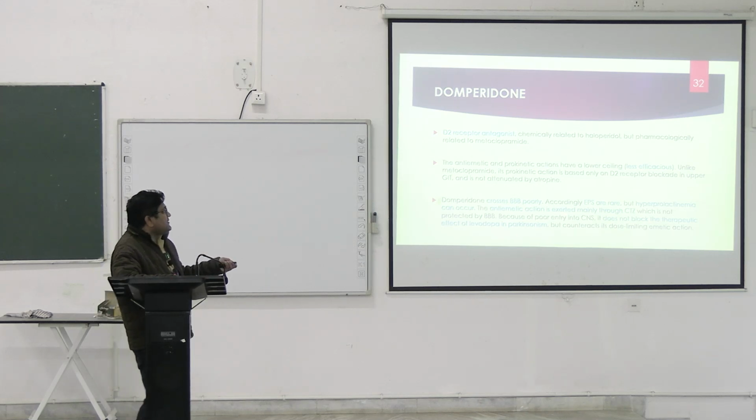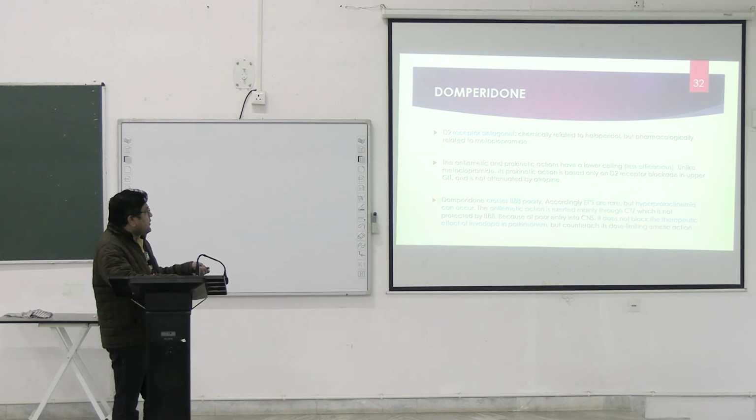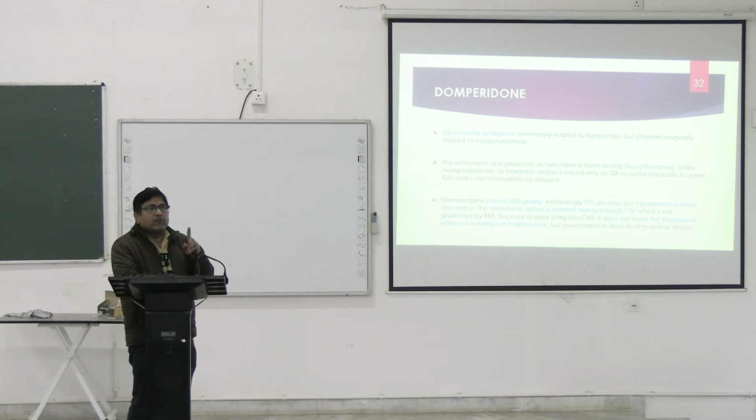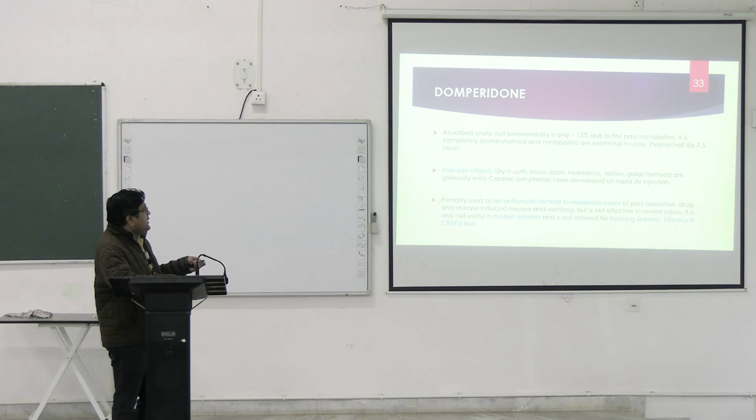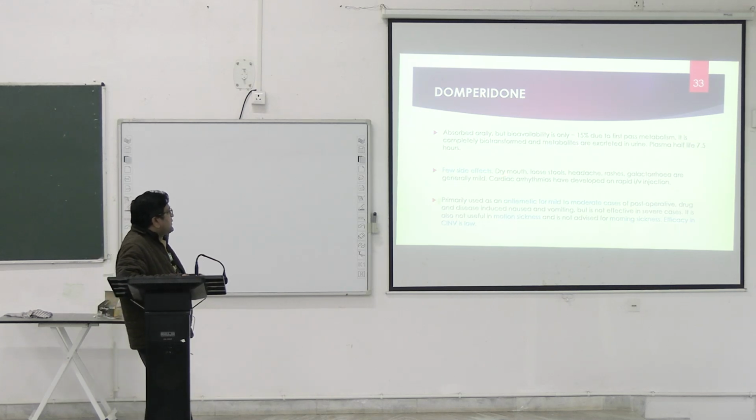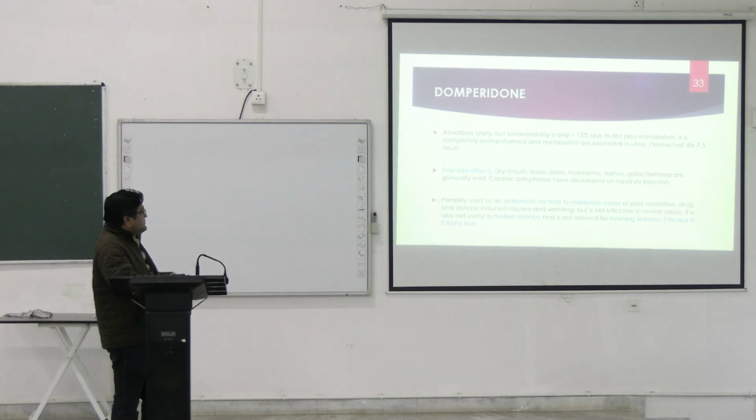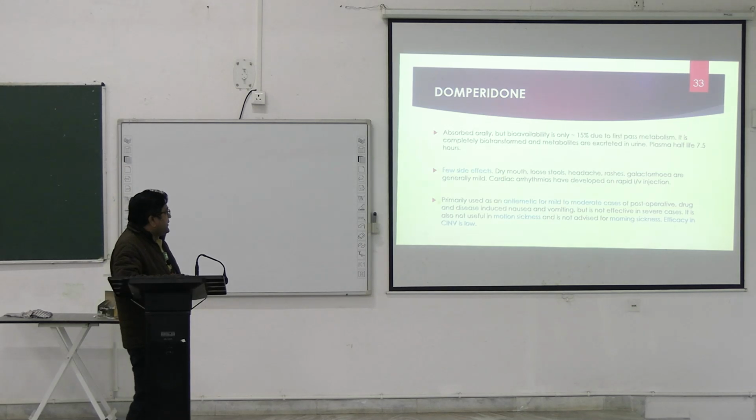The anti-emetic action is exerted mainly through the chemoreceptor trigger zone, which is not protected by the blood-brain barrier. Because of poor entry into the central nervous system, it does not block the therapeutic effect of levodopa. Absorbed orally, bioavailability is only 15% due to first pass metabolism. It is completely biotransformed and metabolites are excreted in urine. Plasma half-life is 7.5 hours. Side effects are few: dry mouth, loose stool, headache, rashes, galactorrhea are generally mild.